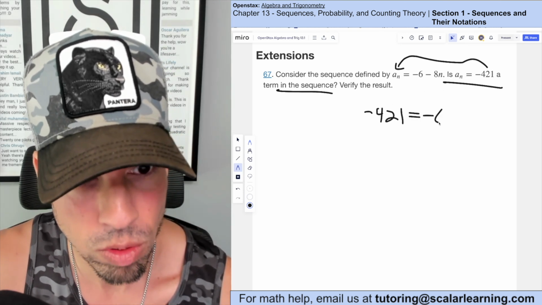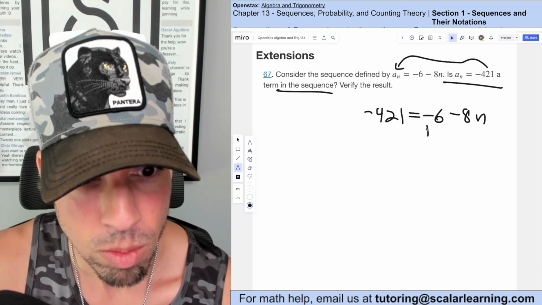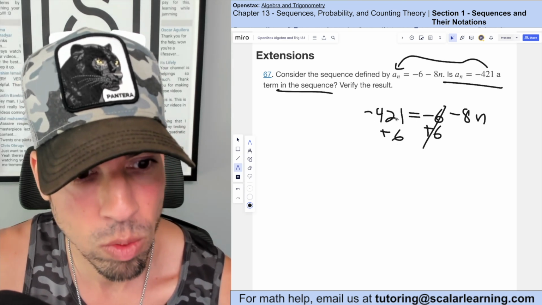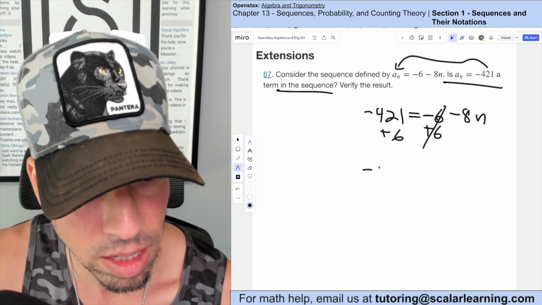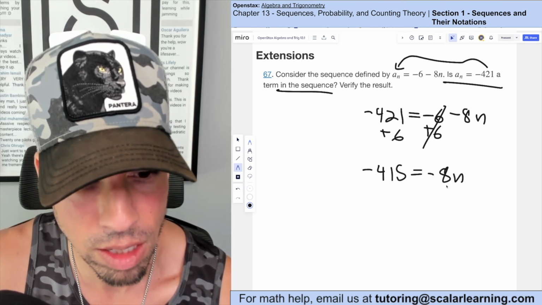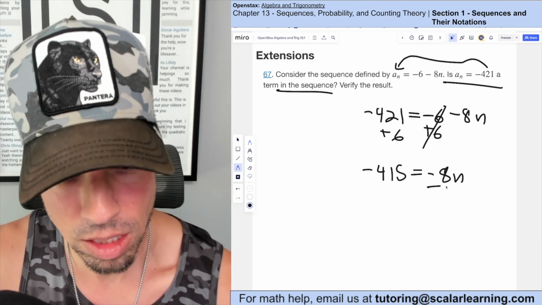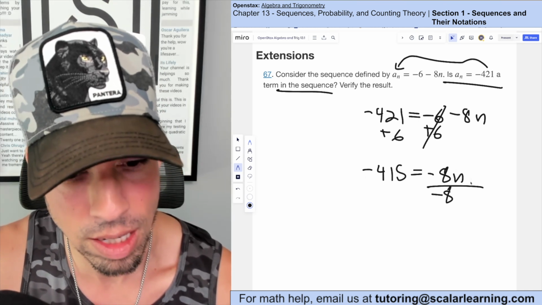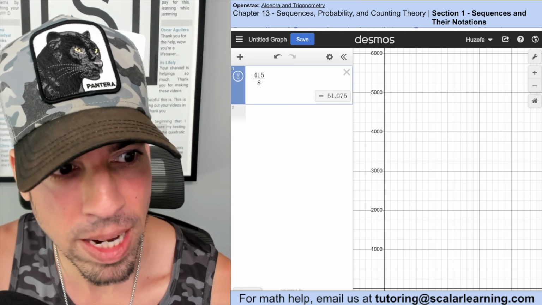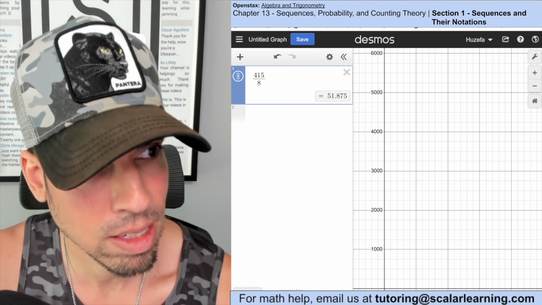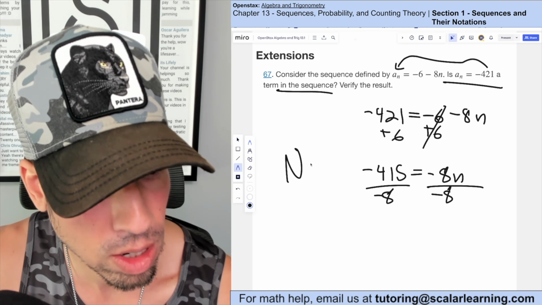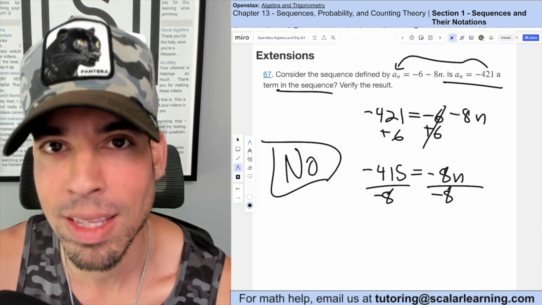-421 is equal to -6 minus 8n. We're going to add 6 to both sides like so. -421 plus 6 is -415. So as you can see, right now this equals -8n. You know we're not going to get an integer, but we'll do the division anyways, and I say that because it's an odd number here, right? So 415 divided by 8 is 51.875. Again, not an integer, meaning it is not a term in the sequence. No, that's how you do it.